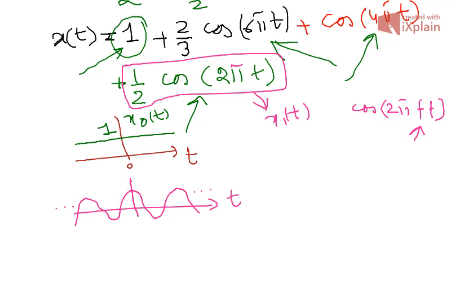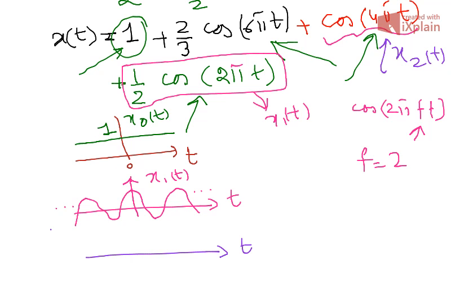This is my first signal, x1 of t. Now I have the second signal, which has a bit higher frequency, cos of 4 pi t, and here, if you observe, the frequency is 2 Hertz for cos of 4 pi t. Suppose this is my x2 of t, cos of 4 pi t. So we can draw another signal which has a frequency of 2 Hertz.